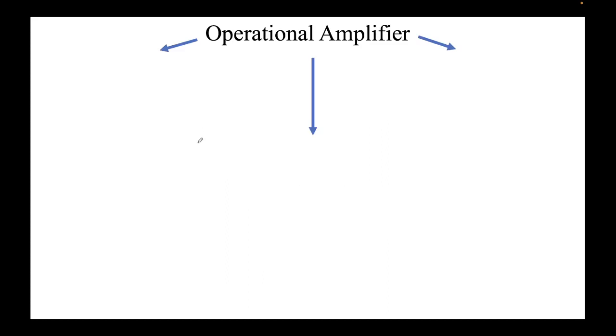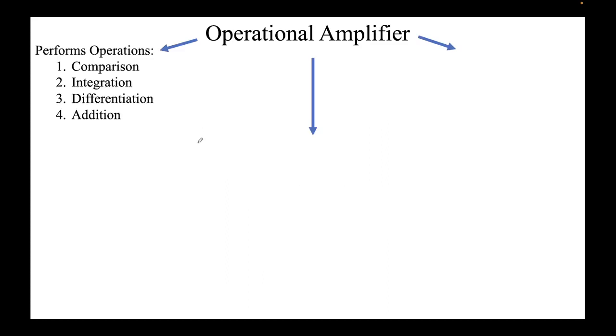So we discussed what an operational amplifier is. We said that it does some operations like comparison and integration. We'll see this today. This comparison we saw in the last class. It is an amplifier. Here we are primarily interested in voltage, so it amplifies the input voltage. How does it do it?